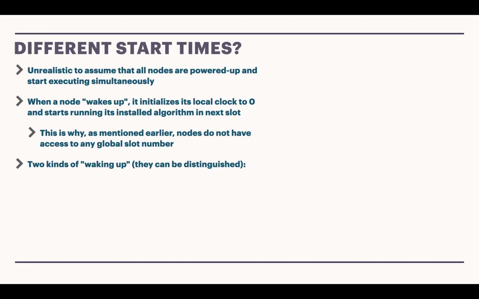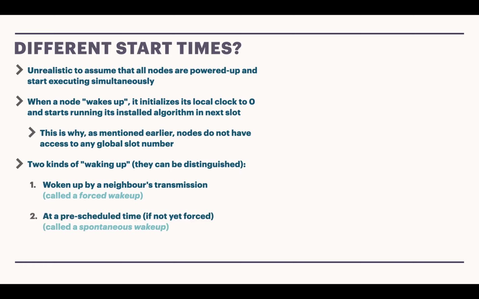There are two different notions of wake up in our model, and each node is able to distinguish what kind of wake up occurred. The first kind is a forced wake up, and this happens when a node has a neighbor that transmits. When a node receives this message from its transmitting neighbor, it's going to wake up and start running its own algorithm. That's called a forced wake up. The other kind is called a spontaneous wake up, and that corresponds to when a node has a pre-scheduled wake up time, and it's not forcefully woken up by a transmitting neighbor. It's going to wake up and start running its algorithm at that pre-scheduled time.